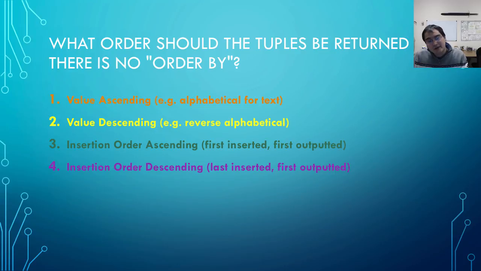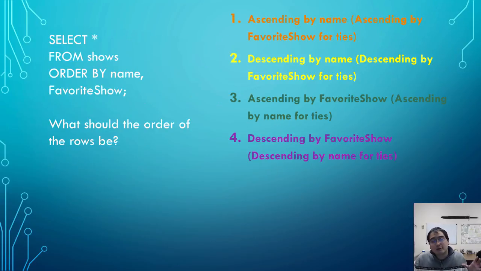Okay, another kind of tricky question up next. So in this query, select star from shows, order by name, comma, favorite show. What should the order of the rows be? Now, once again, I haven't taught you this yet, but I want you to think about it before I give you the answer.